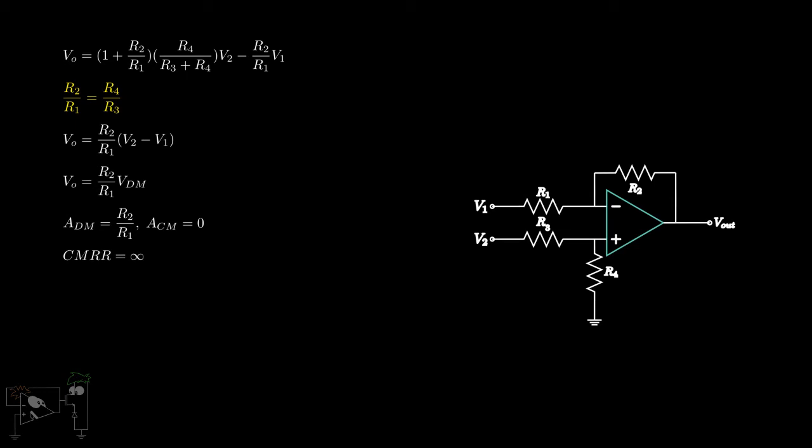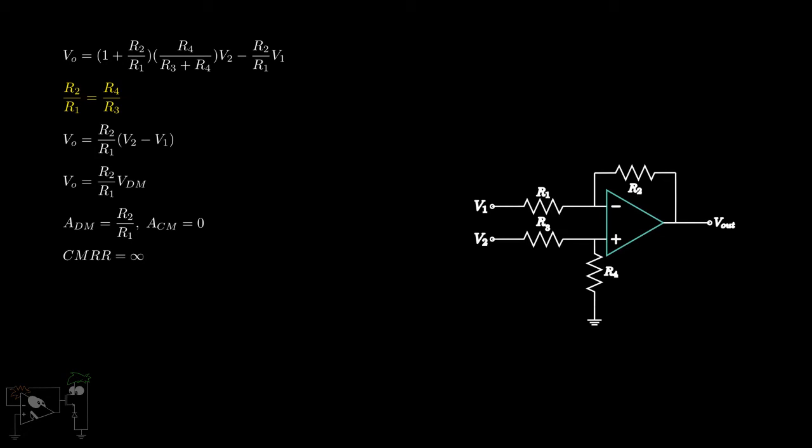However, for this result, we have assumed R2 by R1 equal to R4 by R3. If there is any mismatch, then the common mode gain will be non-zero, and we will have a finite CMRR, which will lead to errors in the output. Hence, using the difference amplifier as it is, can be dangerous as we can get inaccurate measurements and amplified noise.